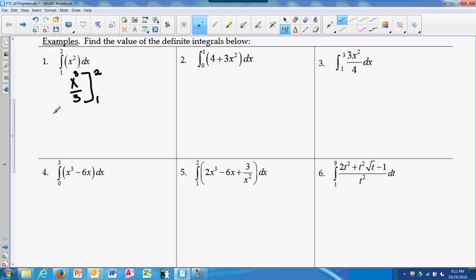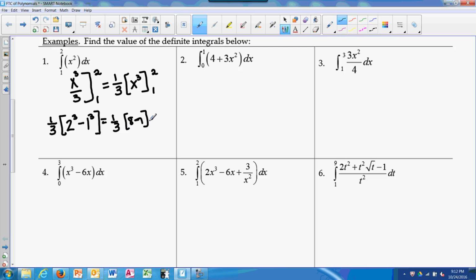The fundamental theorem now says that I can substitute in. Personally, I like to hold my constants, like 1/3, and deal with them at the end, because it eliminates or reduces the amount of fractions I have to deal with. So if I have the 1/3 factored out, it'll still be applied to both the 2 cubed and the 1 cubed. I'm just going to do that at the end. So if I substitute in 2 cubed minus 1 cubed, I have 1/3 of 8 minus 1. So my final answer is 7/3.